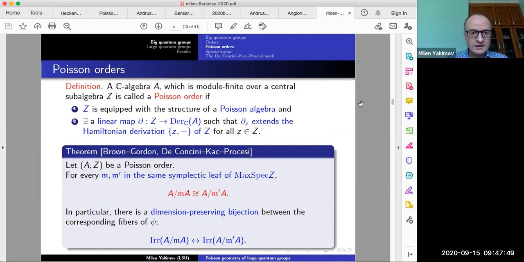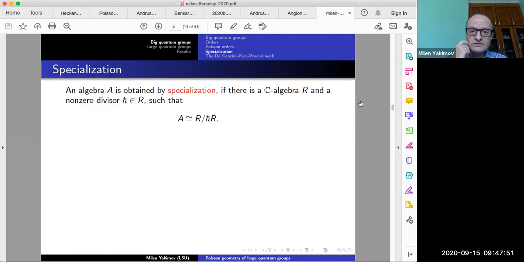So this is the theorem. And now back to Poisson orders, there's a very general way of obtaining Poisson orders by a very simple construction of specialization. We say that the algebra A is a specialization of the algebra R if we can find a non-zero divisor, I forgot to say, non-zero central element H in R. So it shouldn't be a zero divisor and it should be a central element, such that A is the quotient of R by this element H. Then we say that the algebra A is a specialization of the algebra R.